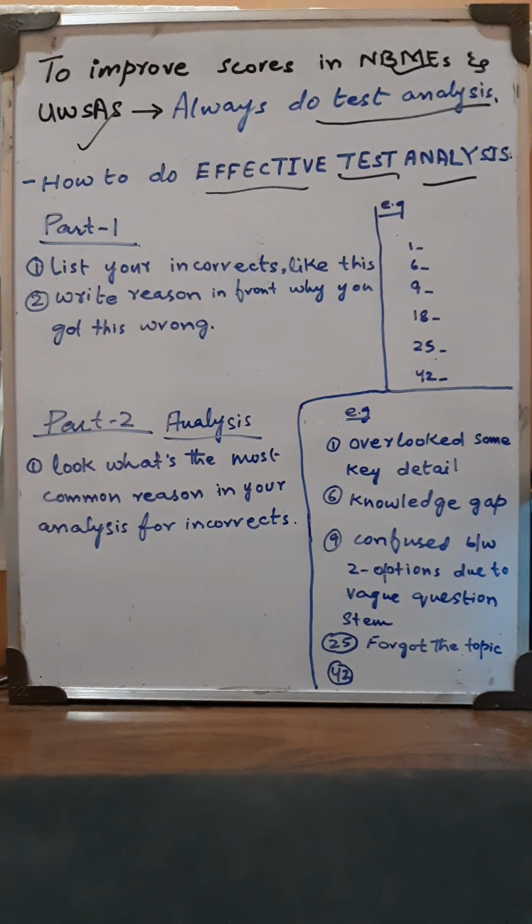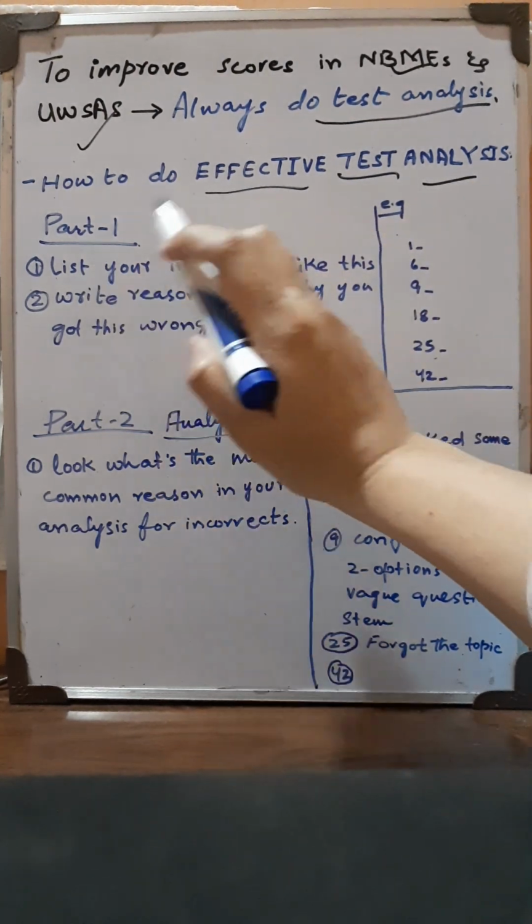and I would say this is the thing that helped me get jumps of 2 points, 10 points, 15 to 20 points in my subsequent NBMEs. So how are we going to do this effective test analysis? Part 1 is what we need to do.